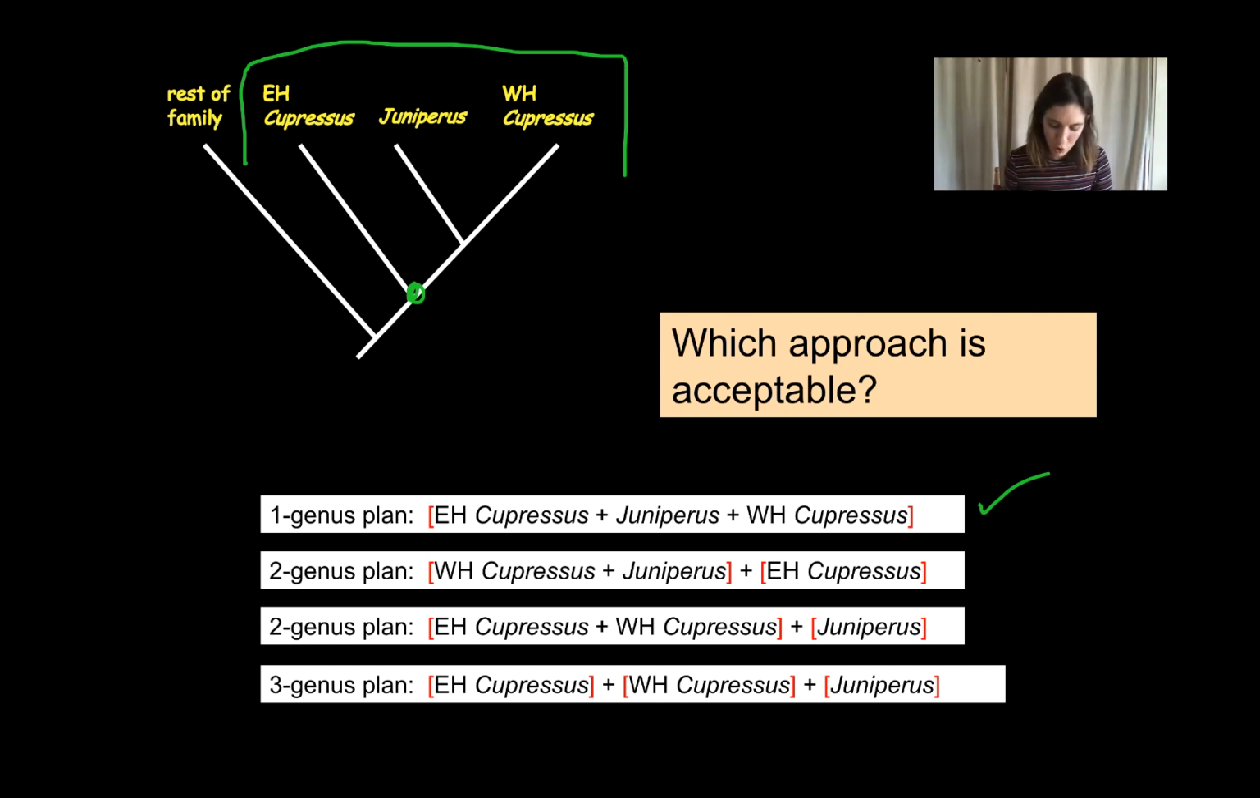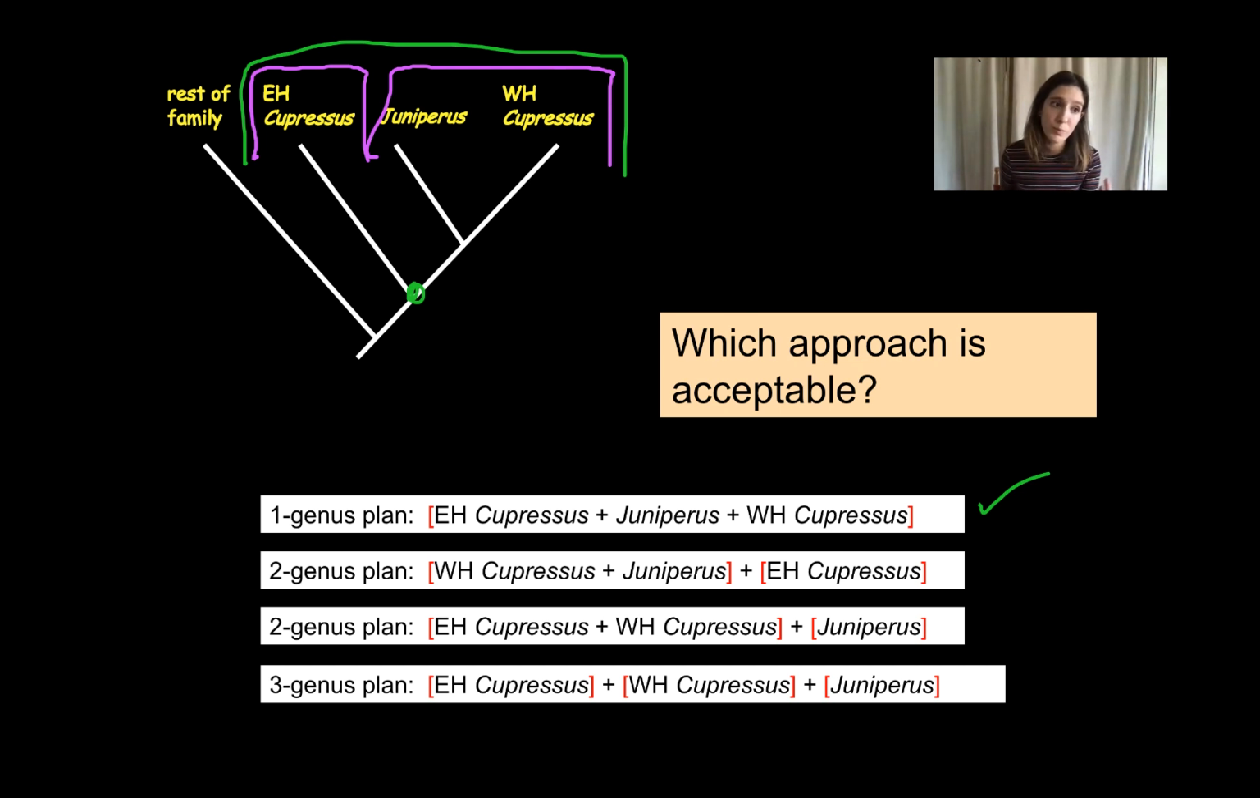What if we wanted to group Juniperus with the Western Hemisphere Cupressus group and then leave Eastern Hemisphere Cupressus on its own? Would that work? Would that result in a modern day taxonomist accepting these two new groups? Yes, it would, because Eastern Hemisphere Cupressus is a single element. It works on its own.